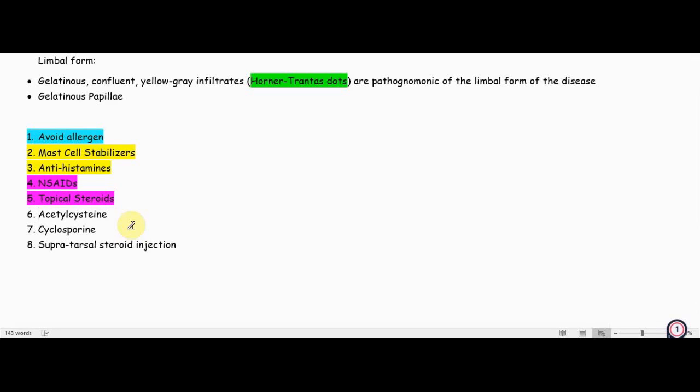So if the person has a severe case which is not responsive to steroid and first line pharmacologic therapy has failed, supratarsal steroid injection might be used. So this is an important bit. Acetylcysteine is basically, how should I put it, it's a mucolytic.